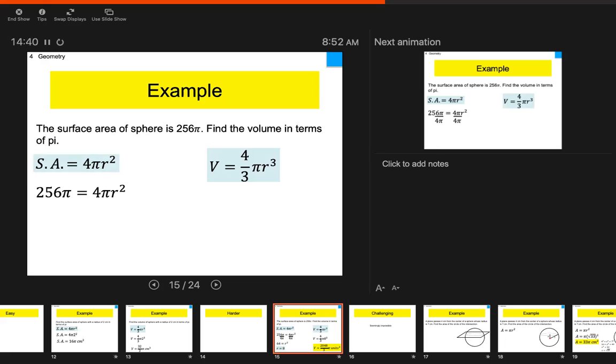Matt, what can we do to both sides? I'm looking at the equation. Our goal here is to find out what the radius is. So we're going to solve for r.